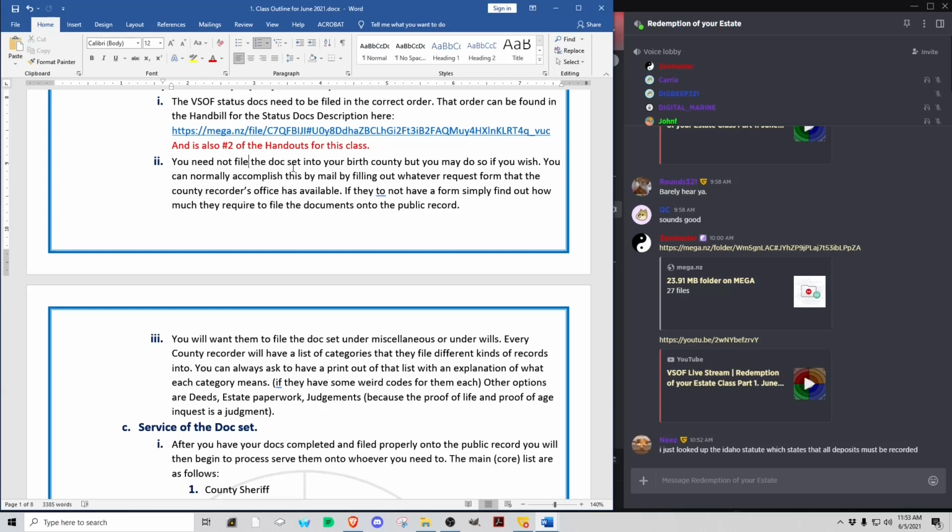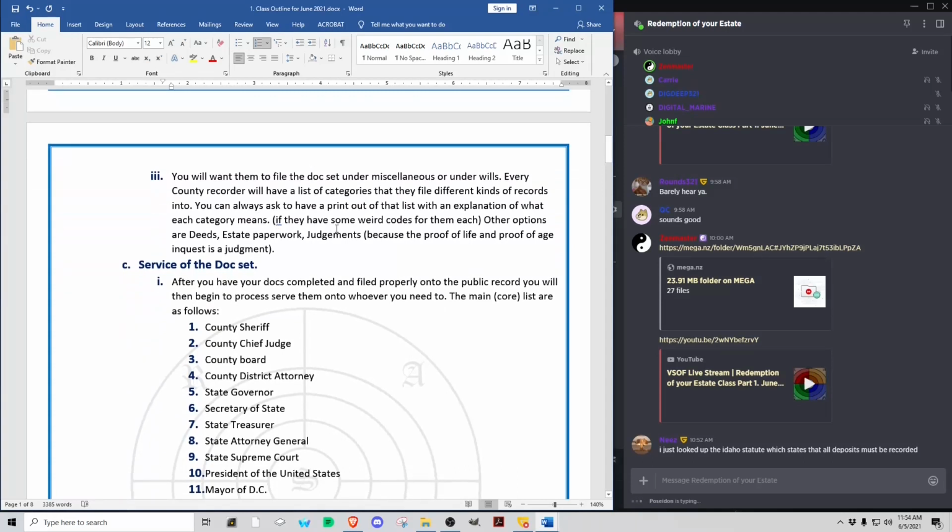You can also do this by mail. You can accomplish it by filling out whatever request form that they have available. And if they do not have a form, simply find out how much they require to file the documents under the public record. And just walk in there and just get it done. And you'll want to file the doc set under miscellaneous or under wills.